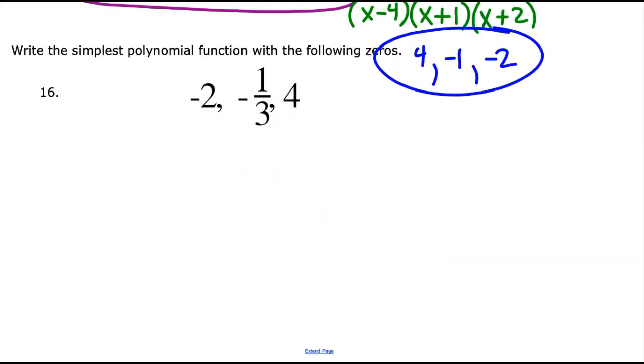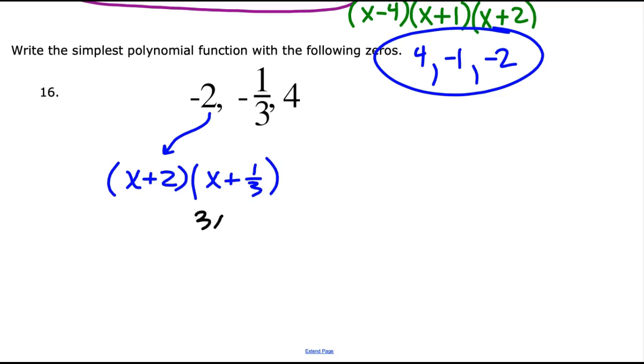Working backwards, the next one, you'd write a polynomial given the roots. So if -2 is a root, then x plus 2 is a factor. If -1/3 is a root, then x plus 1/3 is a factor. A better way to maybe do that's not the simplest, but would be 3x plus 1, right? And then if 4 is a root, then x minus 4 is a factor, okay? So there would be the simplest polynomial function.